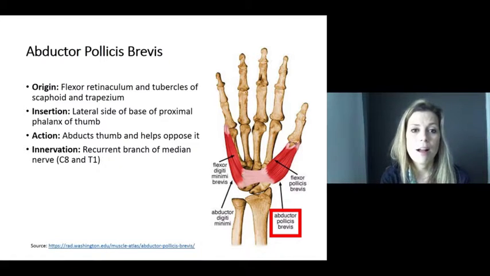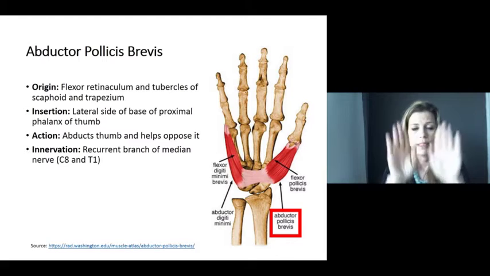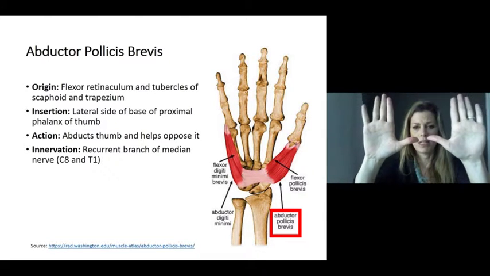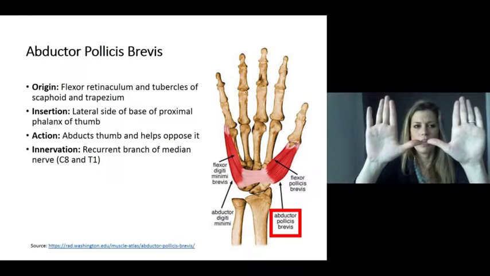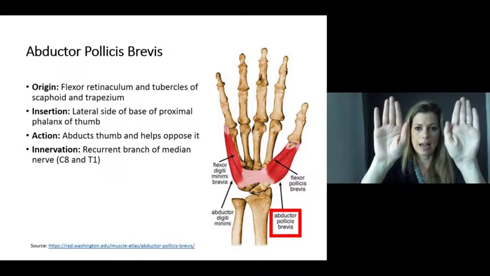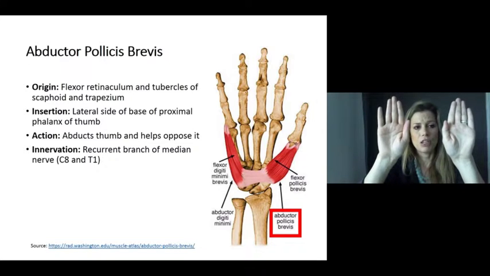The abductor pollicis brevis. You can view the origin, insertions, and actions here. But a really key action is that palmar abduction. So when we talk about abduction, we've got different types. We've got radial abduction, which brings the thumb into extension at the CMC joint. We have adduction, which tucks the thumb into the side. And then we have palmar abduction, which brings the thumb away from the palm.